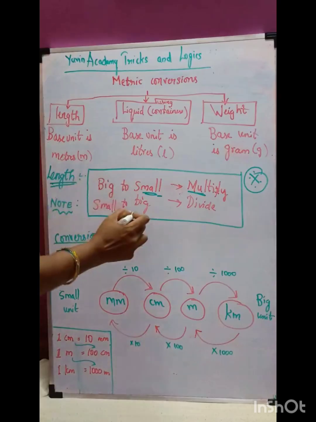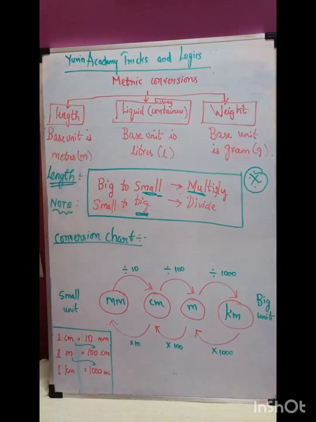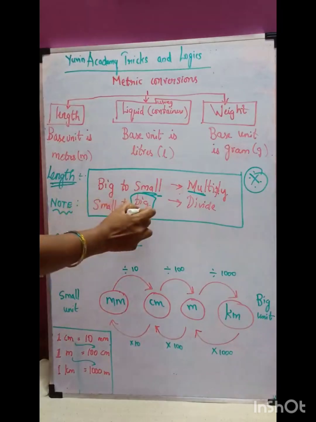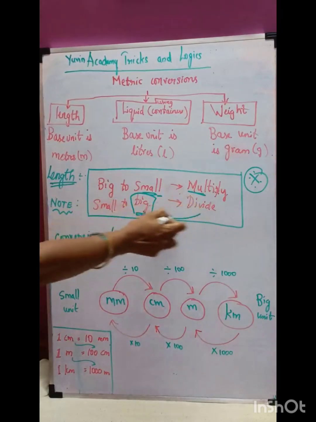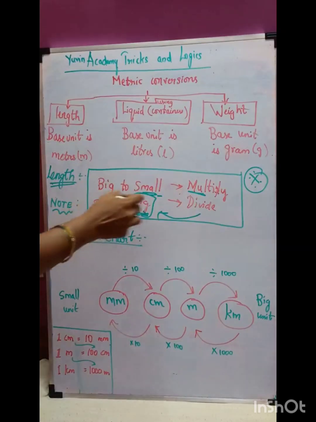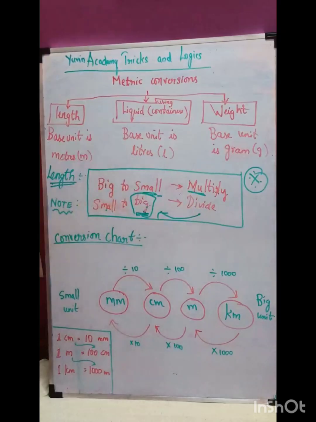Then small to big. How to remember this? Small to big means divide. Division is the big process, and kids feel difficult with division problems. So small to big, big means division. Division is usually the big process for kids. They feel difficult while doing division. So small to big, you have to divide it.